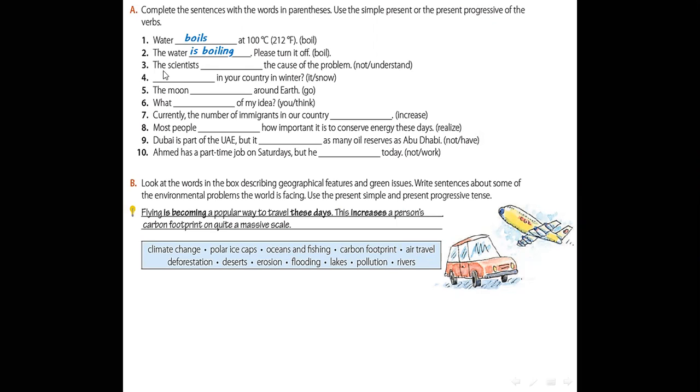Number 3. The scientists, the cause of the problem, don't understand. Pay attention to the verb understand. It's one of the verbs that can't be used in the progressive form. So we should use simple present in the negative form. So we use don't or doesn't. What about the subject? It's a plural subject, so we use don't. Very good. Don't understand.